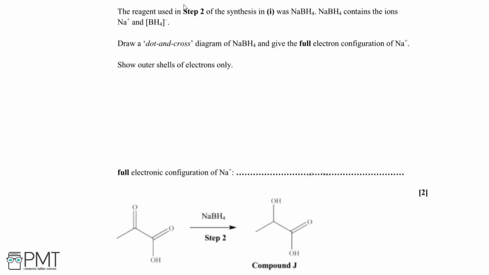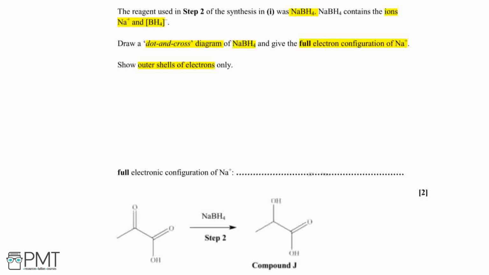The reagent used in step 2 of the synthesis, shown below, was sodium tetrahydridoborane, and this compound contains the following ions shown here. And for this question, we need to draw a dot and cross diagram of our sodium tetrahydridoborane and give the full electron configuration of our 1+ sodium ion. And we only need to show the outer shells of electrons for this question.